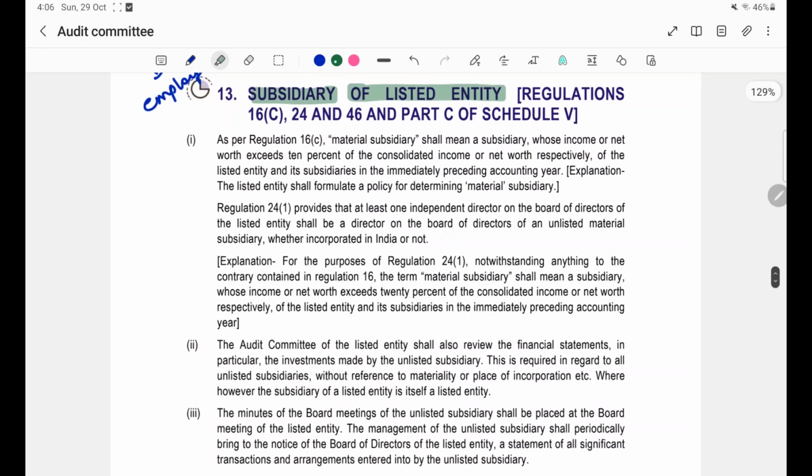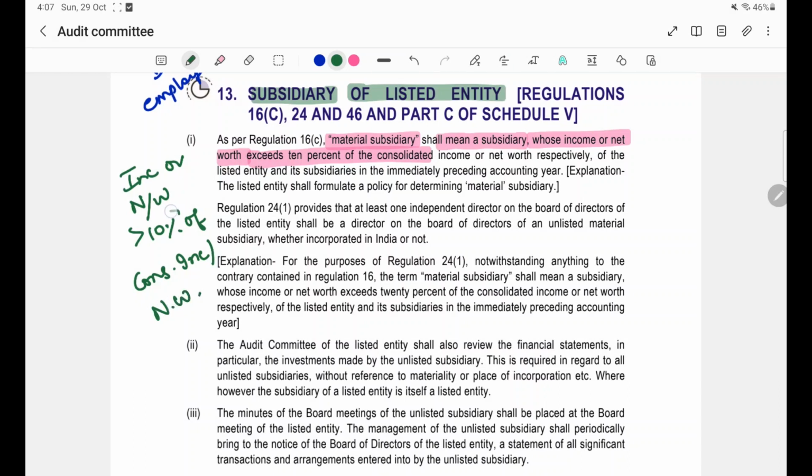In this, for subsidiaries of listed entities, first we have been given the definition of material subsidiary. So as per regulation 16C, what is a material subsidiary? It shall mean a subsidiary whose income or net worth exceeds 10% of the consolidated income or net worth. So what you have to remember is this 10% limit, respectively of the listed entity and its subsidiary in the immediately preceding accounting year.